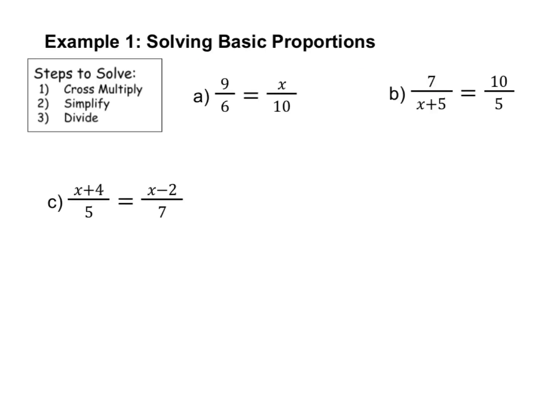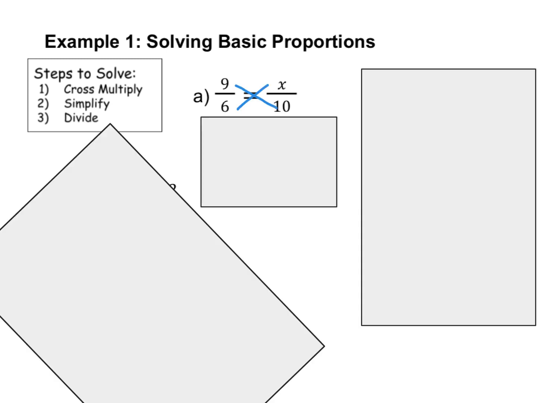This is really where the algebra review comes in now, how to solve basic proportions. The steps are right there. We will cross multiply, simplify, and then we will divide. So taking a look at one problem at a time, 9/6 equals x/10. These are proportions because there are two ratios, or two fractions, set equal to each other.